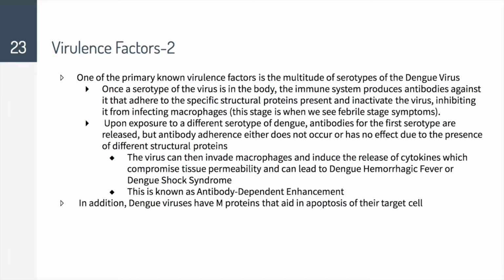In addition, dengue viruses also have the M proteins that we talked about earlier that aid in apoptosis of their target cell, but as I said just a slide ago, they haven't really been studied, as it's hard to study dengue's virulence factors.